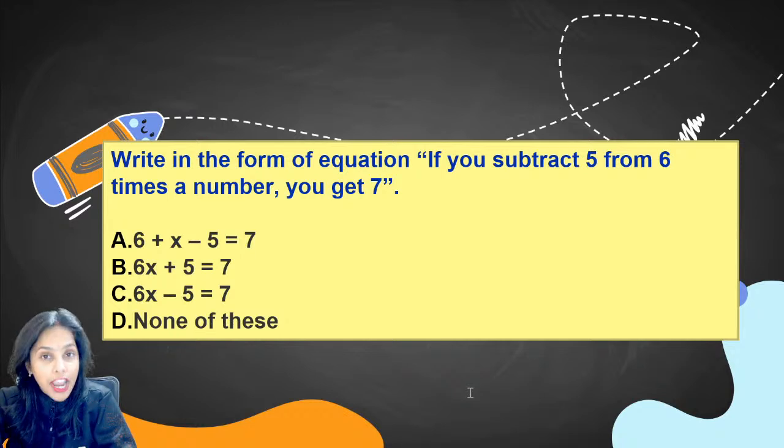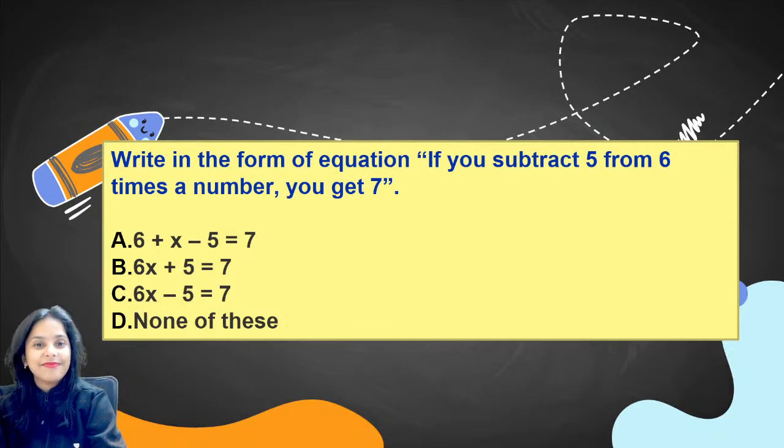If you subtract 5 from 6 times the number, you get 7. That means any number, let's suppose that is x, 6 times of it would be 6x. Then you're subtracting 5 from it, you are going to get 7. Simple, sorted, right? Easy peasy.